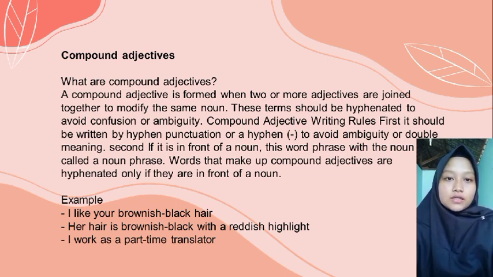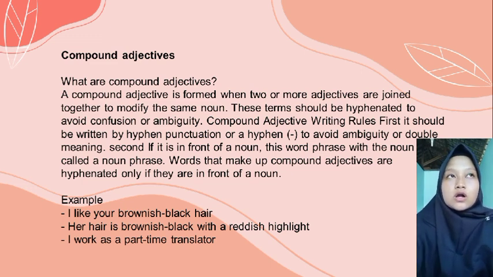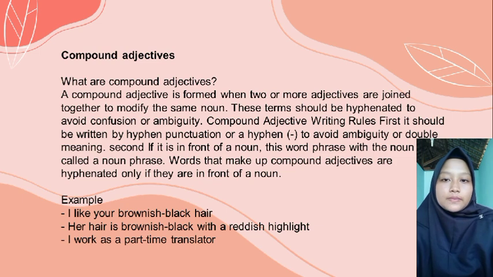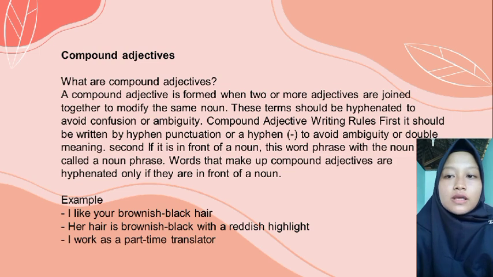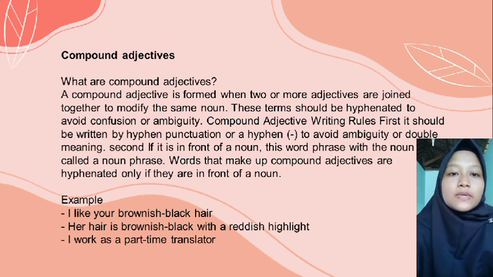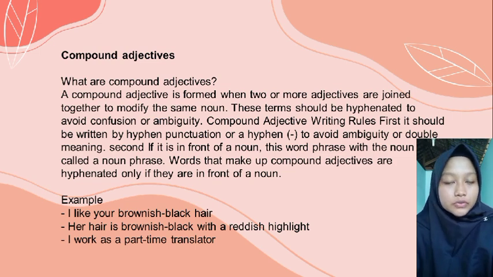What are compound adjectives? A compound adjective is formed when two or more adjectives are joined together to modify the same noun. These terms should be neat to avoid confusion or ambiguity. Compound adjective writing rules. The first rule is it should be written with a hyphen, punctuation, or a hyphen to avoid ambiguity or double meaning. And the second, if it is in front of a noun, this word phrase with a noun is called a noun phrase. Words that make up a compound adjective are hyphenated only if they are in front of a noun.